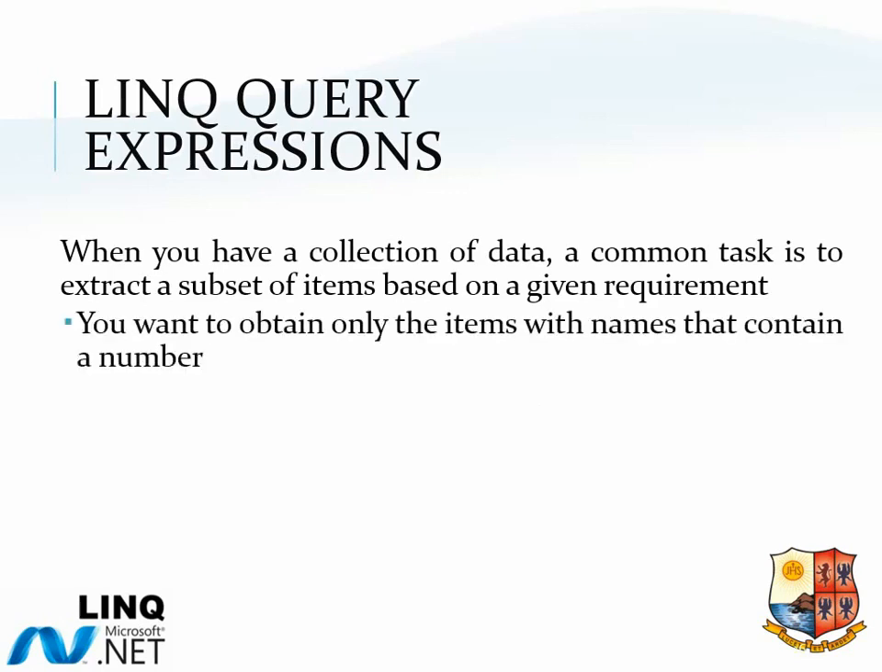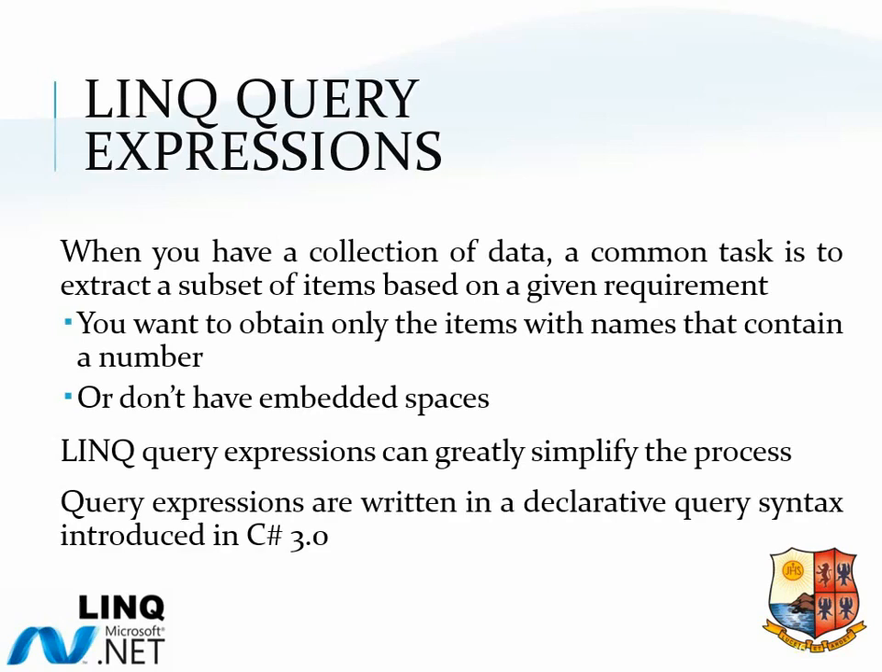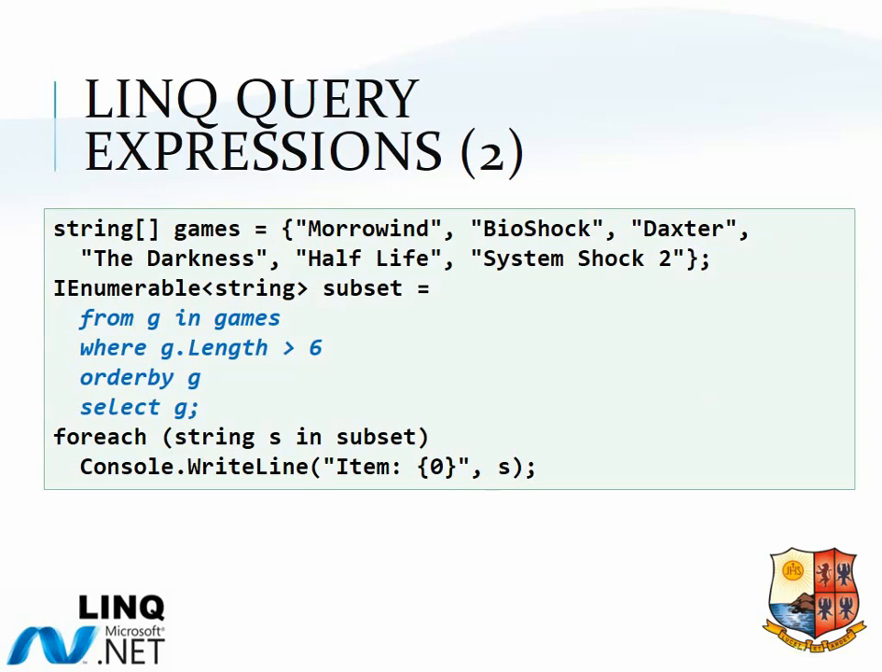So you want to only obtain items with names that contain a number, for example. I've changed it to whatever shopping cart we have kept. Okay, so it can greatly simplify the process of filtering, sorting, ordering, grouping, etc. Okay, they are all available in C# 3.0 onwards. I've just given an example. Just look at this. Okay, start with the first line.